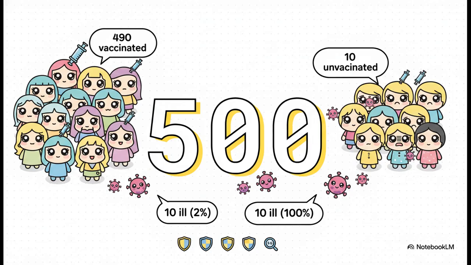Those 10 sick unvaccinated people, they represent 100% of the entire unvaccinated population. Every single one of them got sick. But the 10 sick vaccinated people, they represent just roughly 2% of the 490 vaccinated individuals. The crucial takeaway here is that the percentage of vaccinated individuals who get sick will always be drastically lower. When a population is heavily vaccinated, the starting pool is just much, much larger.